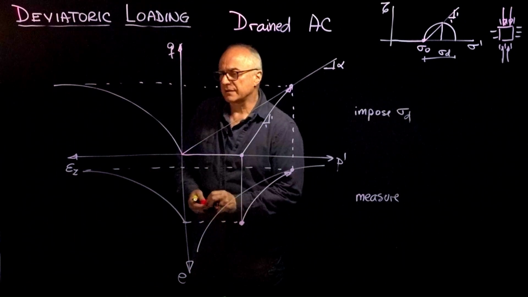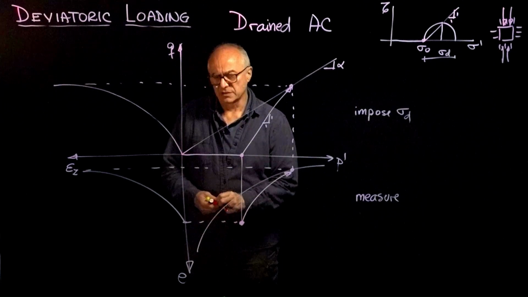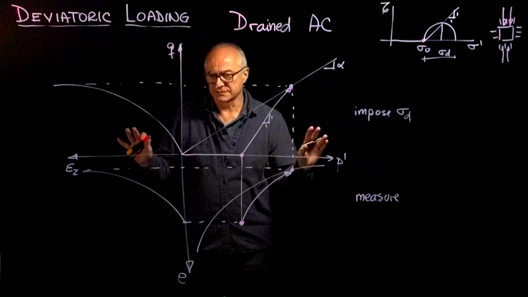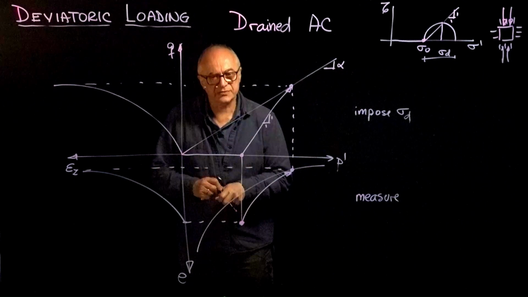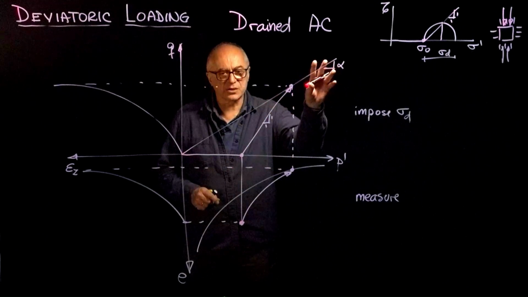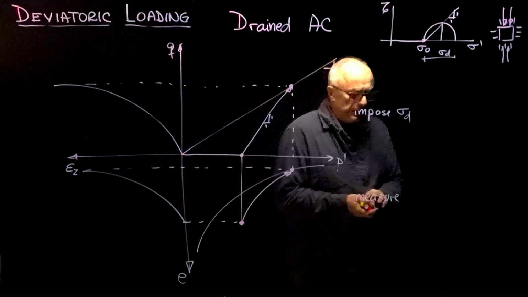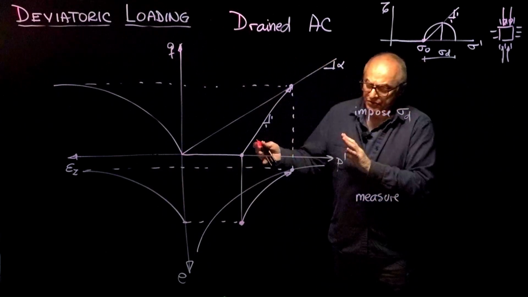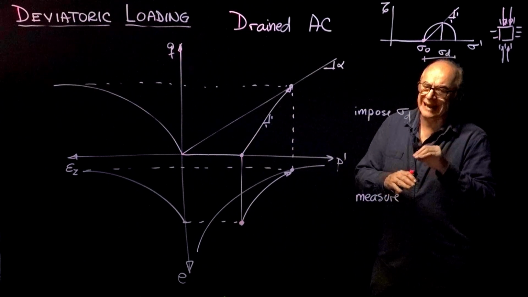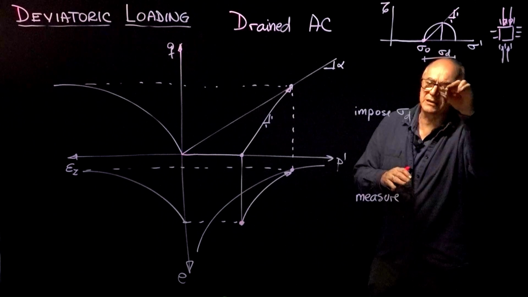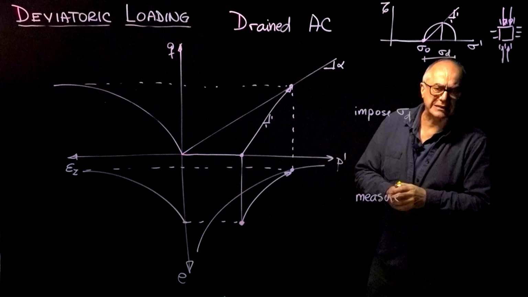This is the response of a contractive soil. It could be a clay or a sand, a soft clay or a loose sand. The behavior of a contractive soil during deviatoric loading under drained conditions. If you remember the previous screen, I was showing the fact that dilative soils actually go to a peak before they soften to reach the shear at constant volume.